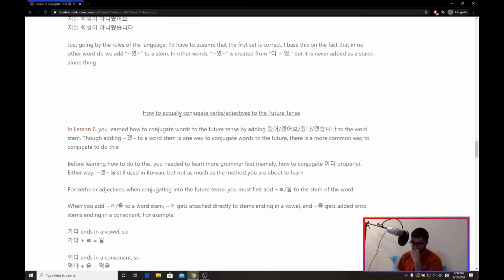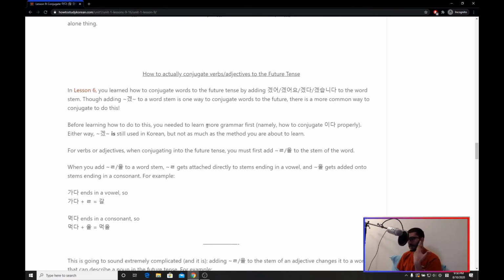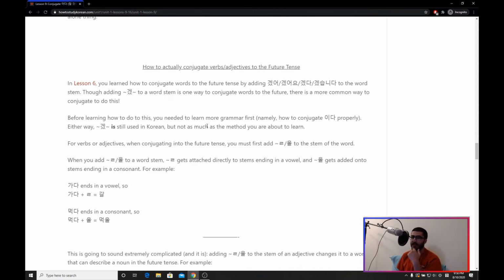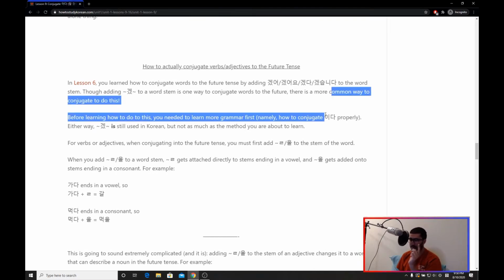Alright, now, we learned in lesson 6, adding 겠어 or 겠다, 겠어요, 겠습니다 is how you change a word into the future. So if you remember the intro, I talked about talking about the future tense in the present. Well, now we're going to see why I said that. So here he reminds us that in lesson 6 we learned about 겠다, which is great. And that's how we said we take things to the future tense. Now, there is a more common way to conjugate in the future.